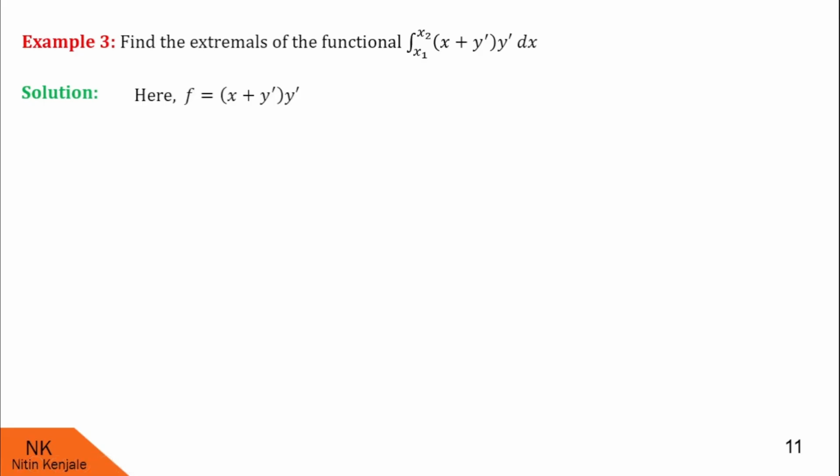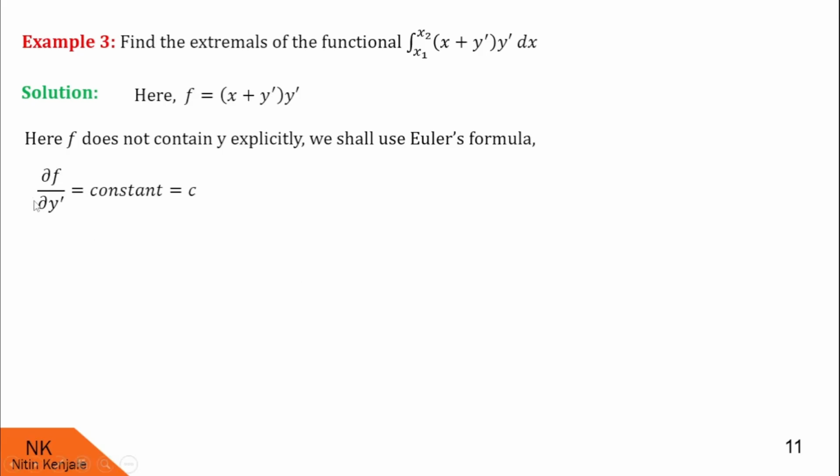Here f is x plus y dash into y dash. Clearly f does not contain y explicitly. So we shall use Euler's formula ∂f/∂y dash is equal to c. Substituting f over here and differentiating it with respect to y dash, keeping x constant, we get x into derivative of y dash is 1 plus derivative of y dash square is 2y dash is equal to c. Rearrangement gives us 2y dash is equal to c minus x, which is same as y dash is equal to c minus x upon 2.